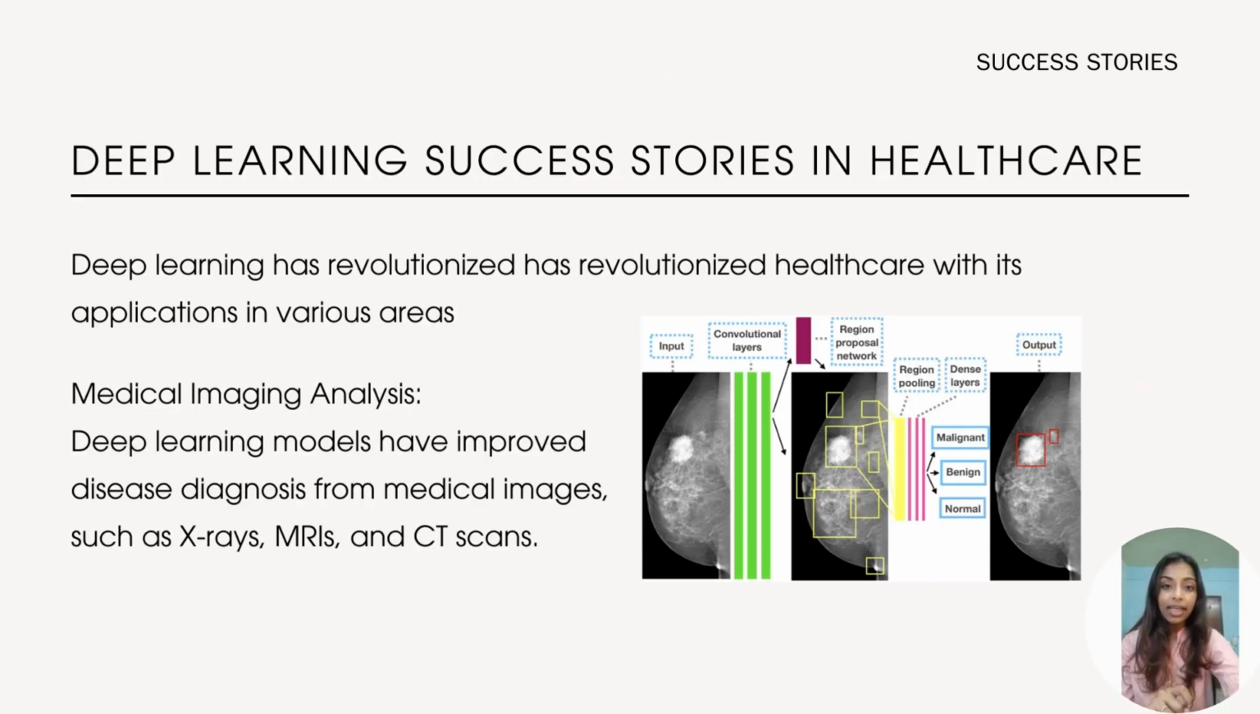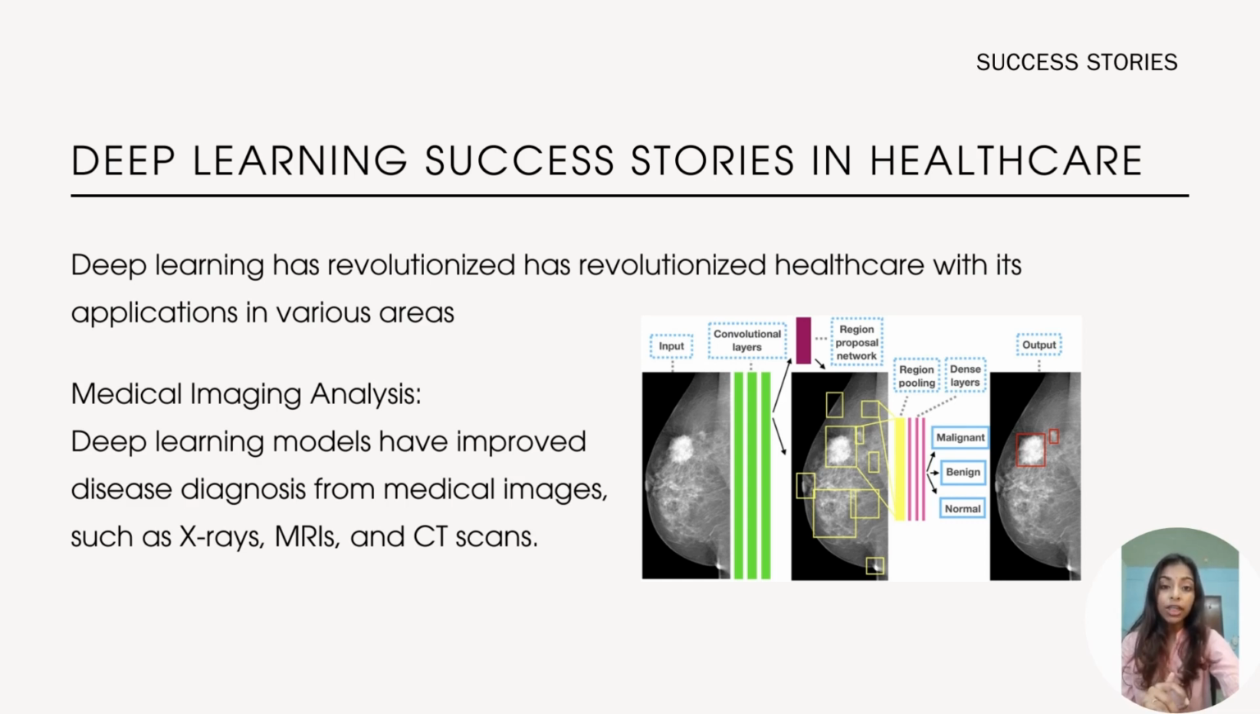Starting off with the healthcare sector, which has led to remarkable advancements in medical diagnosis, drug discovery, as well as personalized medicine. Let's begin with medical imaging analysis. Deep learning models are known to improve disease diagnosis from medical imaging by learning complex patterns and achieving remarkable accuracies. For example, as picture 1 illustrates, deep learning algorithms have demonstrated exceptional performance in detecting breast cancer from mammograms.